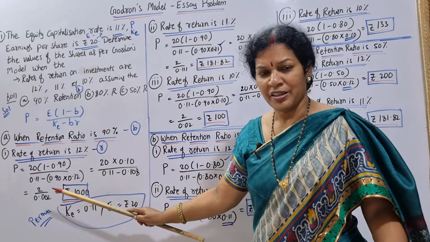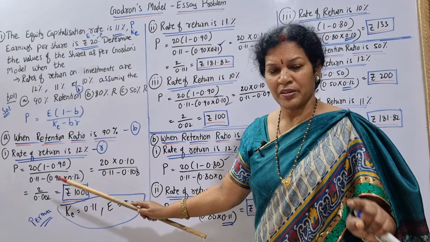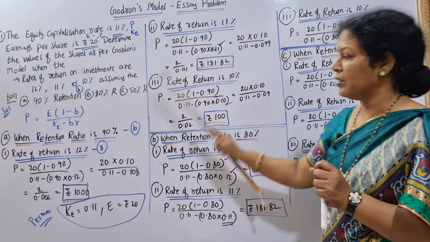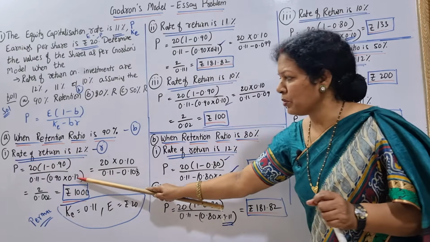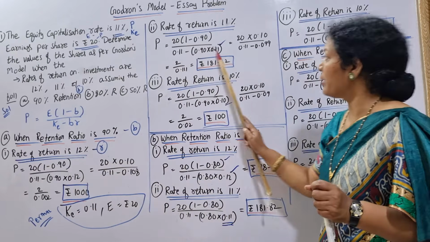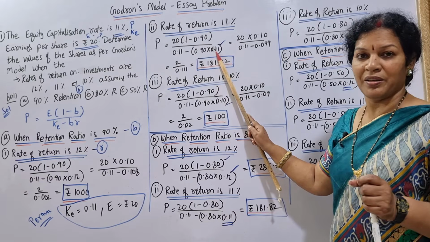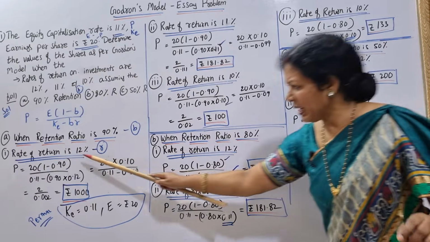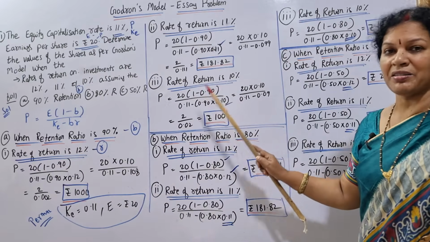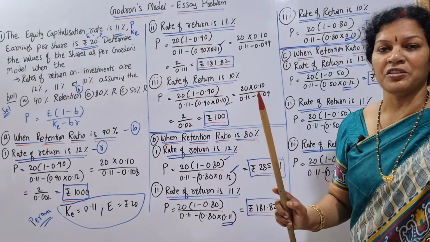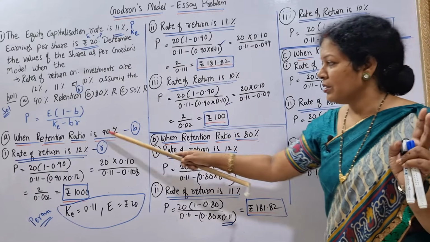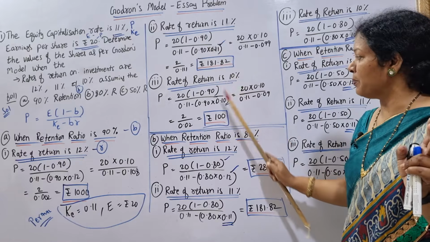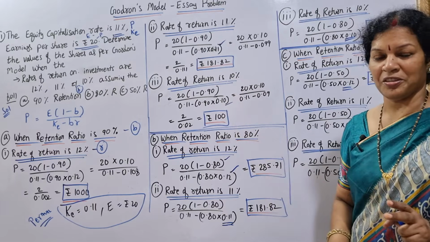Second case, under this, when rate of return is 11%, same values as they are, only in place of 0.12 you are writing 0.11. You got the second case. Third case also, same values as they are, because nothing is changing, only rate of return is changing. Earlier it was 12%, second was 11%, now here 10%. So this I have changed.